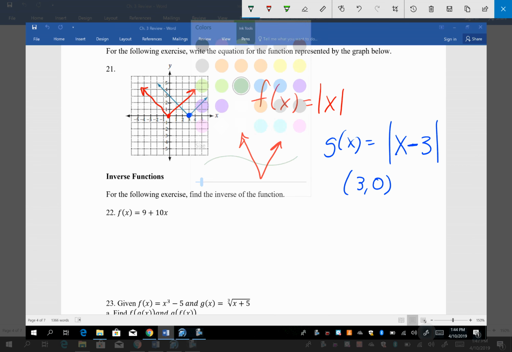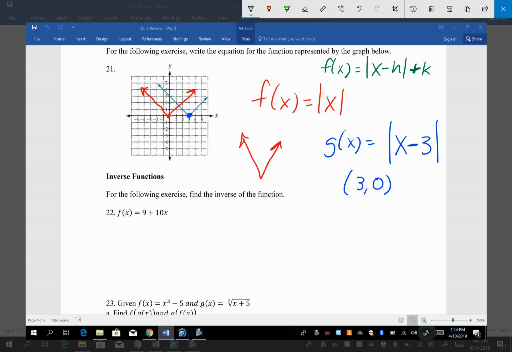Why is it negative 3? Because from the 0, it goes to the right. Well, this is ultimately what we're filling in. The horizontal shift goes inside. The reason, Jimena, that it's subtraction is because we moved 3 units to the right, which is a positive 3. So plugging in a positive 3 there continues to be subtraction.